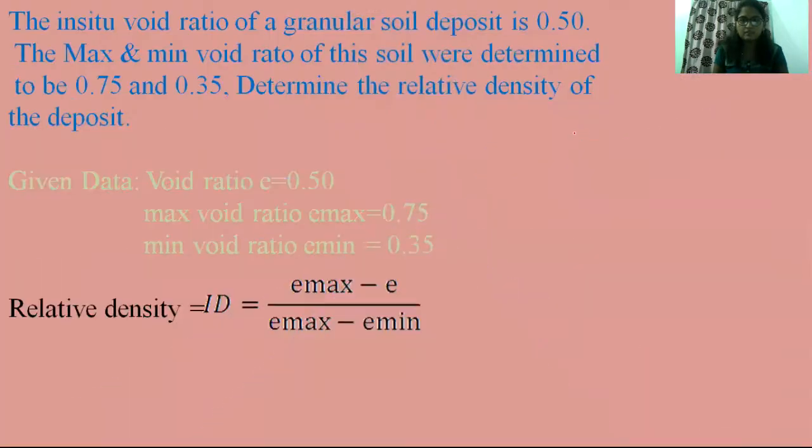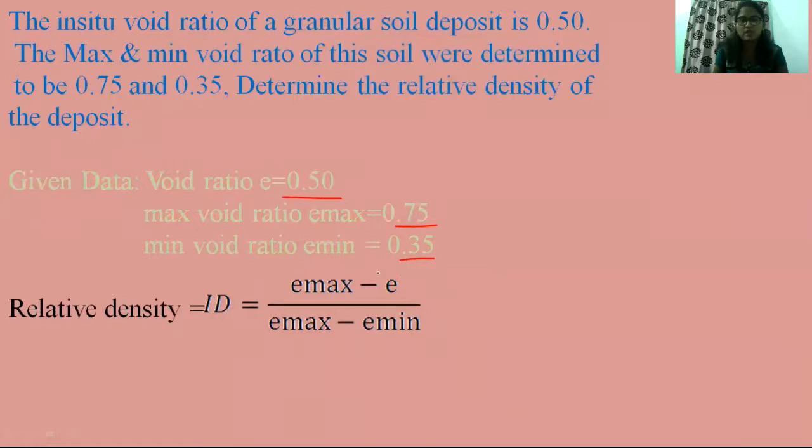Next, the in situ void ratio of a granular soil deposit is 0.50. The maximum and minimum void ratio of this soil were determined to be 0.75 and 0.35. Determine the relative density of the deposit. Natural void ratio e is equal to 0.50. Maximum void ratio e max is equal to 0.75. And minimum void ratio e min is equal to 0.35.